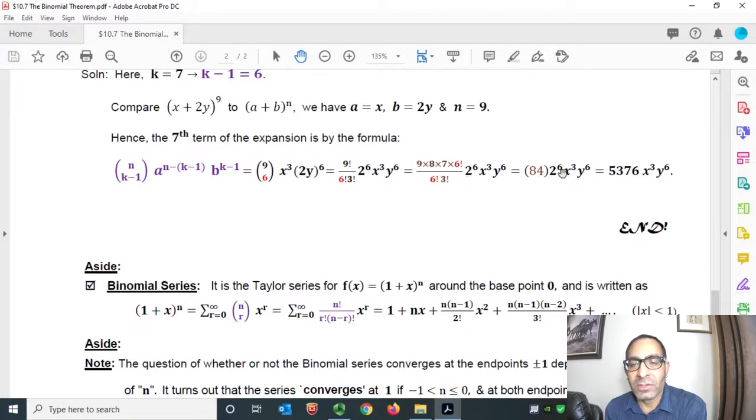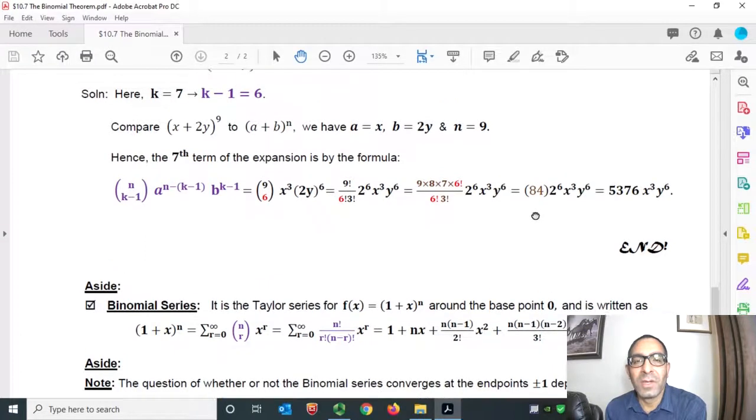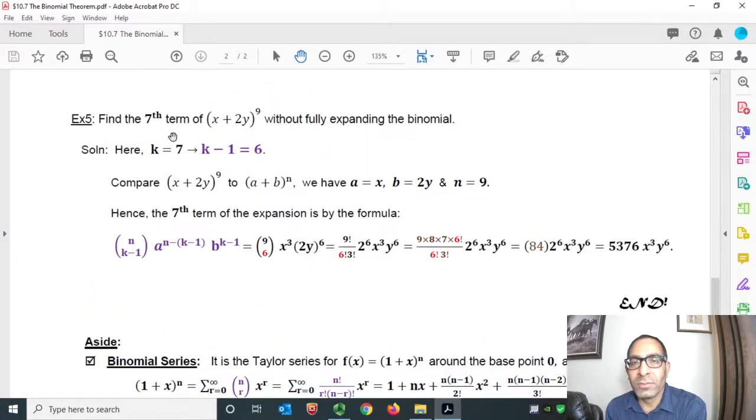So 2 raised to the power 6 as it is, x cubed as it is, y raised to the power 6 as it is. In the final step, using a calculator, multiply 2 six times and then multiply that result by 84, and it turns out that the coefficient is 5376, then times x cubed y raised to the power 6. Awesome. So we found the 7th term of this binomial expansion, which is this expression here. I hope this makes sense to you all.